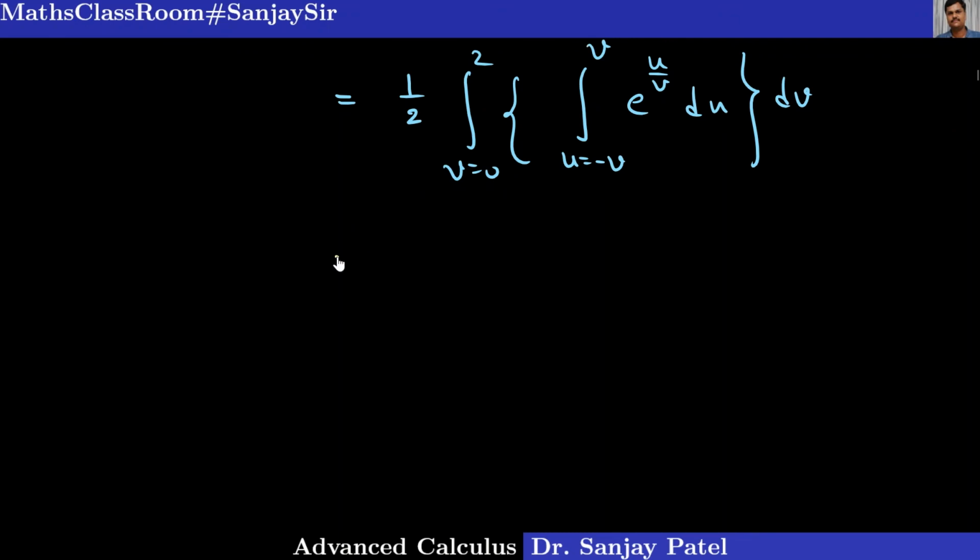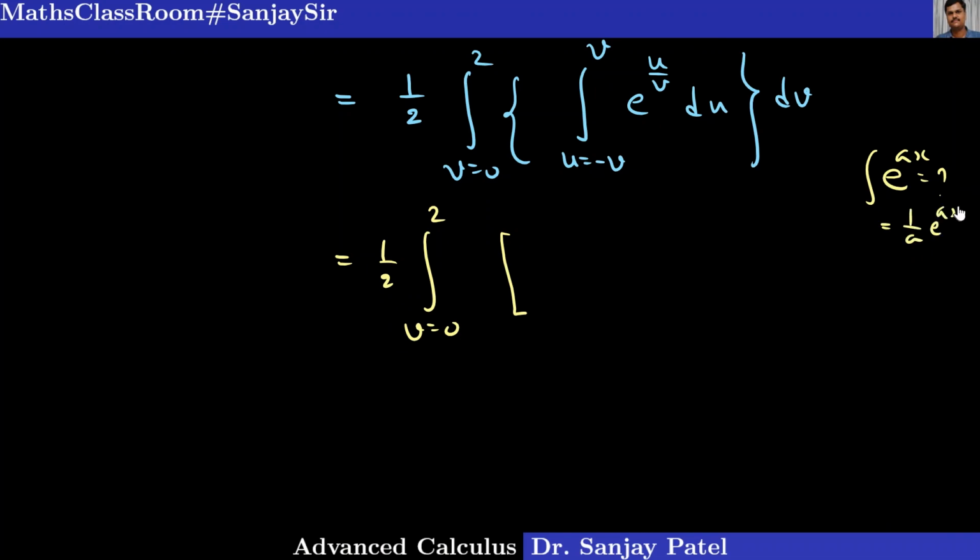Now this is equal to 1 by 2, v equal to 0 to 2, and now I will write the value of this integral. When we are integrating with respect to u, v is constant. So this is something like e raised to ax. What is the integral of e raised to ax? You know, this is equal to 1 upon a times e raised to ax. So you just have to take the reciprocal of the coefficient of x when you integrate. Here we are integrating with respect to u, and the coefficient of u is 1 upon v. Its reciprocal will be v. So it is v into the integral of e raised to x, which is e raised to x. So this is as it is.